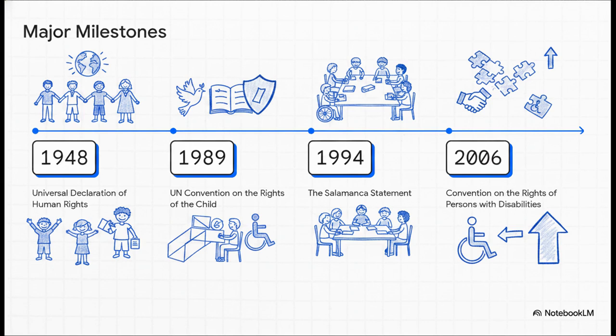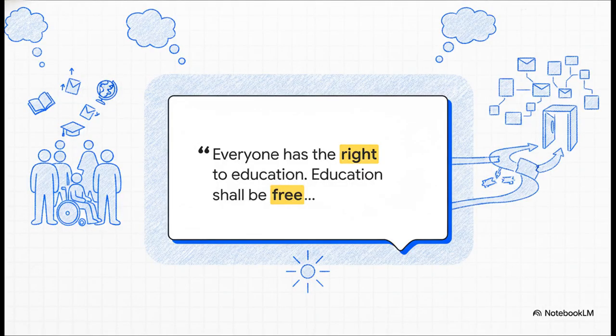We're starting way back in the aftermath of World War II in 1948, jumping ahead to a critical convention in 1989, hitting a massive paradigm shift in 1994, and finally arriving at the definitive, binding mandate of the modern era in 2006. Starting at the very beginning, Article 26 of the 1948 Universal Declaration of Human Rights boldly stated, "Everyone has the right to education."